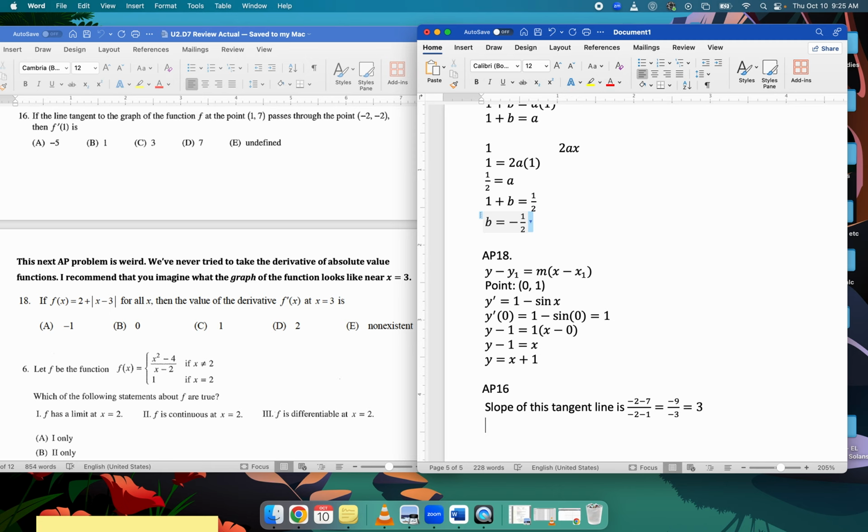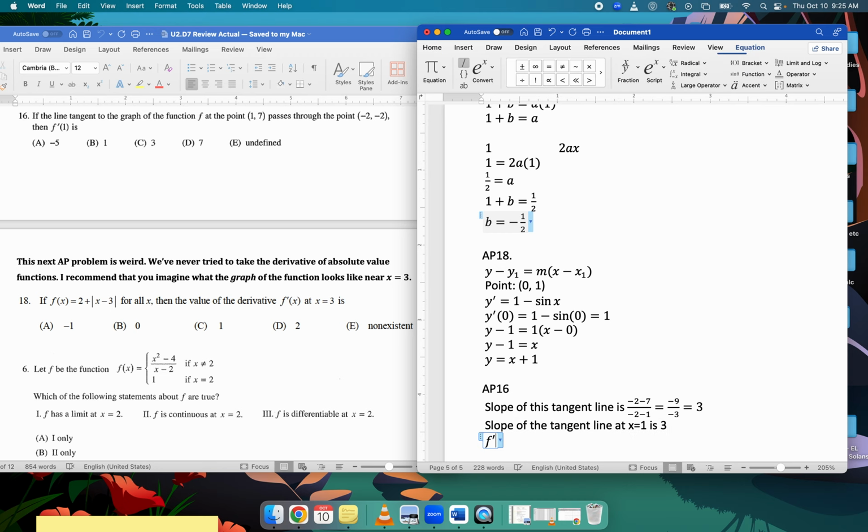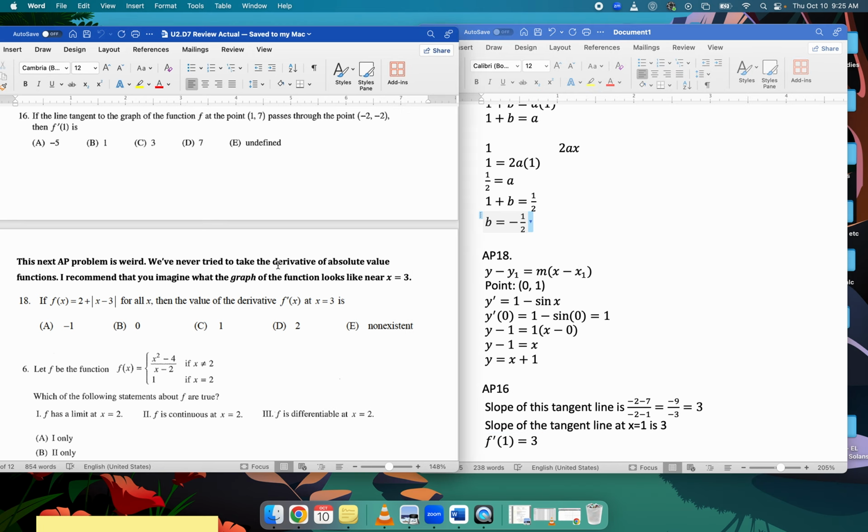So the slope of this tangent line is 3. Okay? Oh, right. By the way, where is this tangent line? This is the tangent line at x equals 1. So for emphasis, the slope of the tangent line at x equals 1 is 3. Look, that just means f prime of 1 is 3. That's what that means. So f prime of 1 is 3. Okay, at the end.